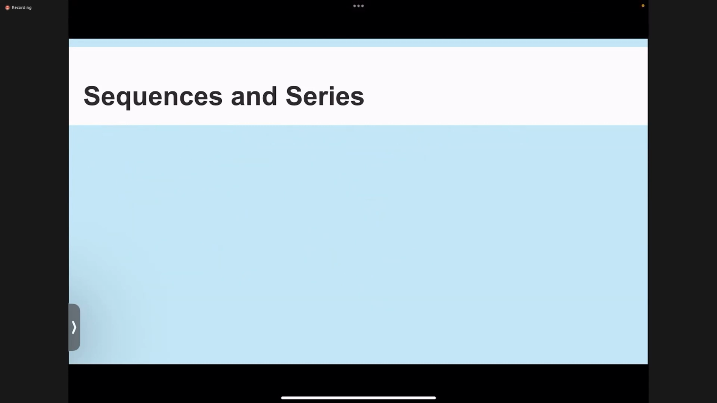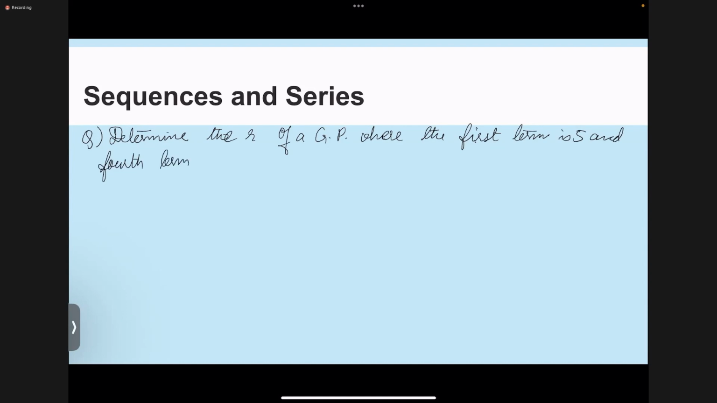Okay, let's take another example. Determine R, the common ratio of a GP, where the first term is 5 and the fourth term is 40. Okay, so we have to find R.